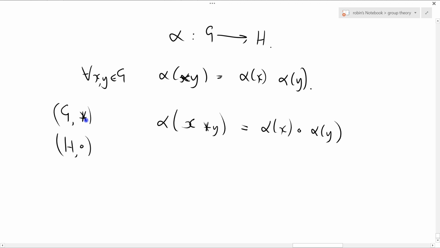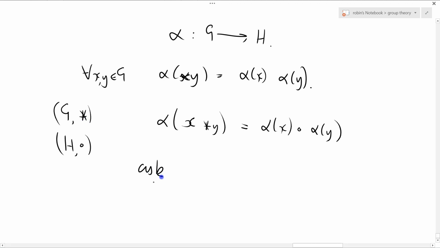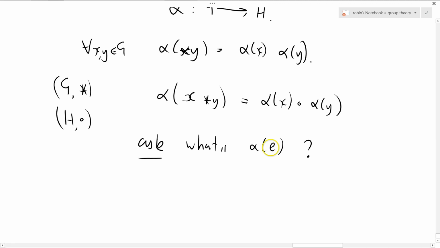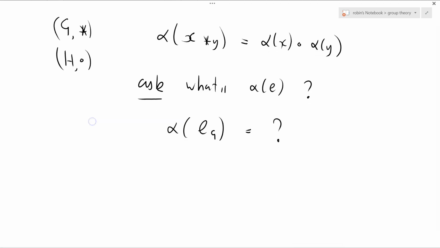So I'm going to find out some very basic properties of a homomorphism. What is alpha of the identity element? Well, it's the identity element of group G, because remember, alpha is a function which sends G to H. So I really ought to ask what alpha of EG is equal to.